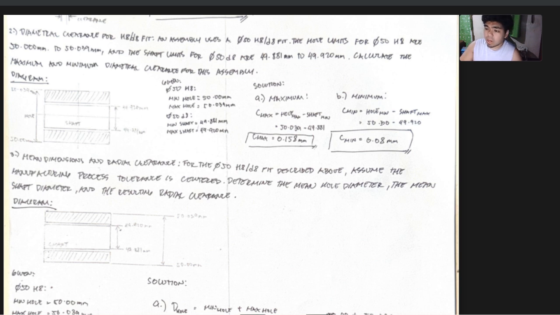Then to solve for the minimum, we will use the formula: minimum clearance is equivalent to minimum hole minus maximum shaft. Substitute 50 minus 49.920 millimeter is equal to 0.08 millimeter, which is the minimum clearance. So the answer for the maximum is 0.158 and for the minimum clearance is 0.08 millimeters.